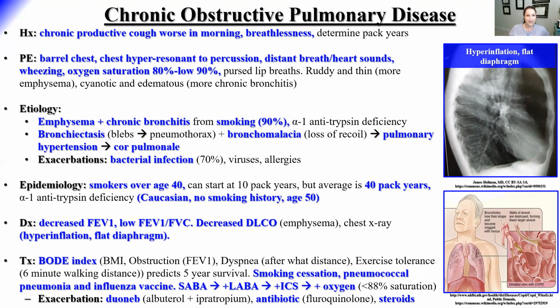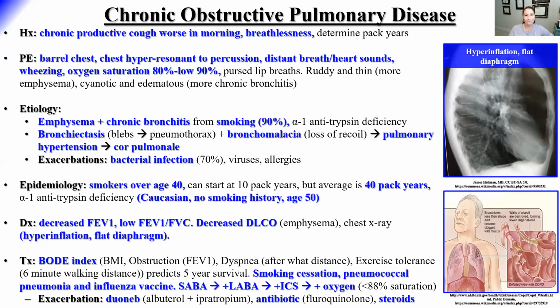On physical exam, these are really important. A barrel chest, they get an enlarged chest because they're air trapping. Hyperresonant to percussion, remember we talked about that in the physical exam findings. Distant breath or heart sounds, because you're having to listen through a whole bunch of air to hear the heart. Wheezing, oxygen saturation, a lot of these people exist in the 80s to 90s, and that's just normally who they are. Pursed lip breaths. They're trying to breathe that way. Ruddy and thin, they're kind of reddish and thin.